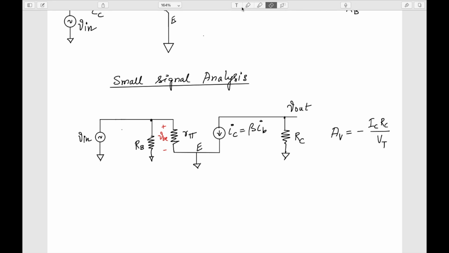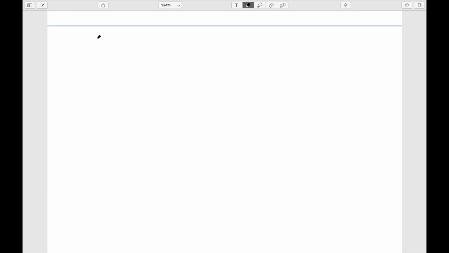If I had some source resistance RS here, then of course the expression would have been different. We will see this later. When we discuss the next type of biasing technique, we will introduce this RS and C. So now we will see the resistive divider biasing technique.